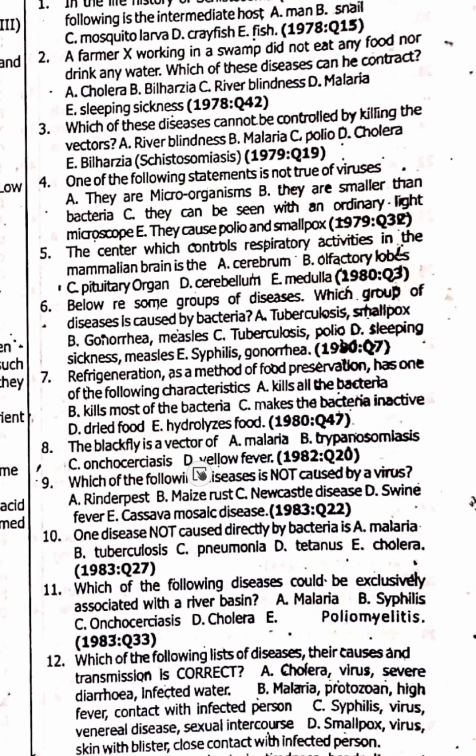Methods of food preservation. Number one, drying. This preserves the food by dehydration. Number two, salting. This preserves the food also by dehydration. Number three, smoking. Smoking preserves food by dehydration. Number four, heating. Heating preserves food by killing the germs. And number five, refrigeration. This inactivates the germs.